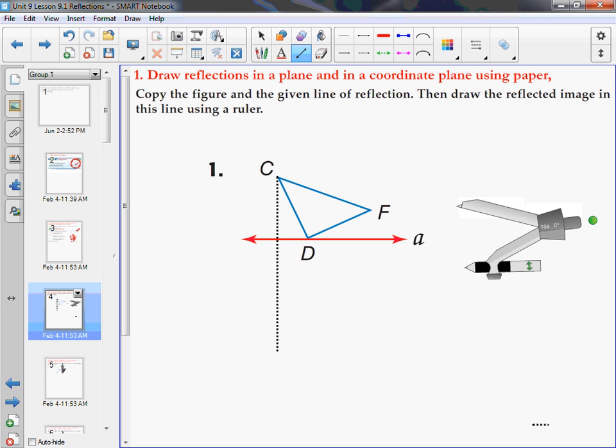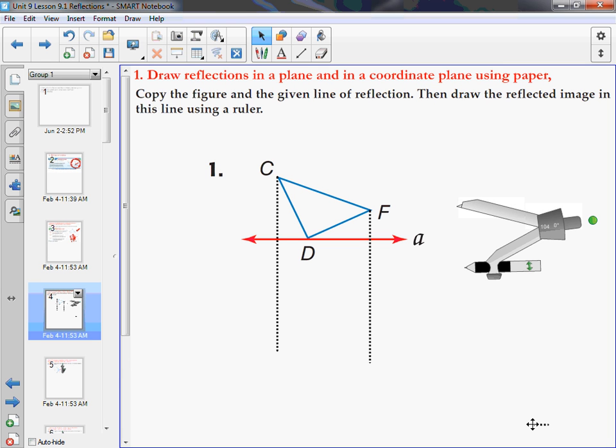Nice and long. All right, now point D is on the line, so we know that D prime will be on the line. F, make sure it's perpendicular. Now, here's one way you can tell a little bit. Since both of those dotted lines are perpendicular to the line of reflection, doesn't that mean they're parallel to each other? So your dotted lines need to look parallel. It's not going to be perfect, but they need to look parallel.